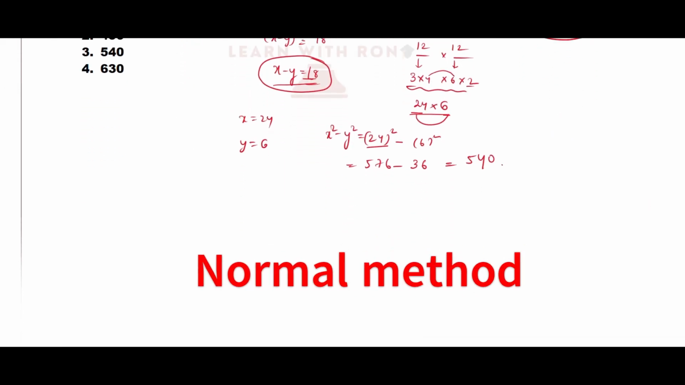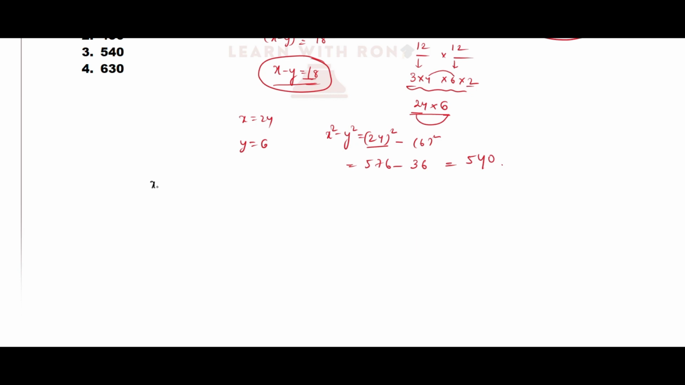Okay. So, what do we have here? x minus y value is 18 and we also have xy value as 144. We need to find x square minus y square value. So, see here, x square minus y square can be written as (x plus y) multiplied by (x minus y), right? We already have x minus y value, which is 18. Now, we need to find x plus y value.